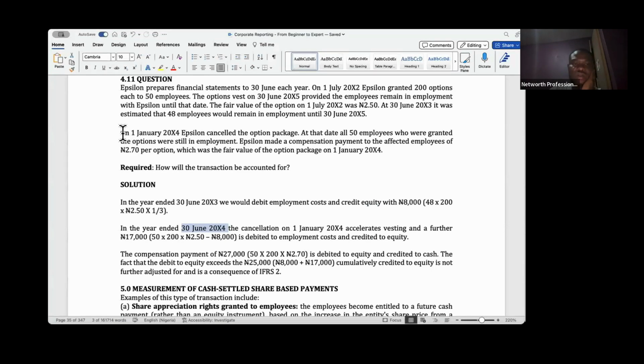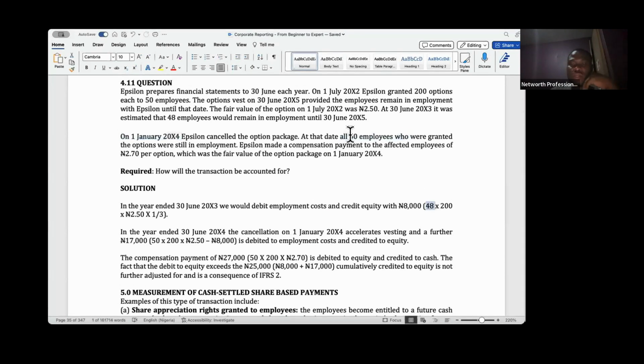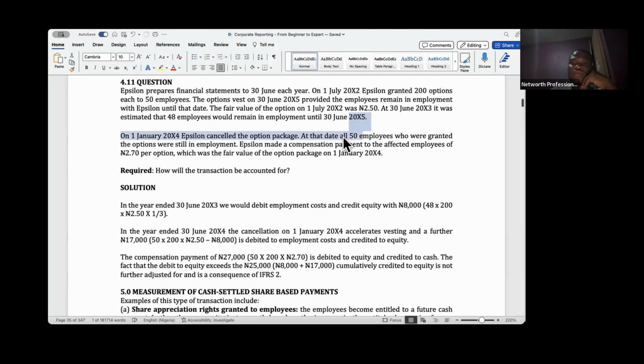Now, in the second year, which is 30th June 2004, there was a cancellation. There was a cancellation on 1st January 2004, meaning the employer said he's not doing it again. That means he's ready to pay whatever is remaining. So the first question is, what is remaining? They told us that at the date of cancellation, all of the 50 were still there. That means the estimate they made in year 1, that only 48 would vest, was wrong.